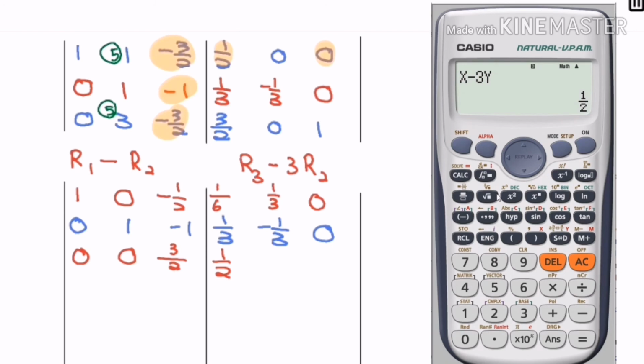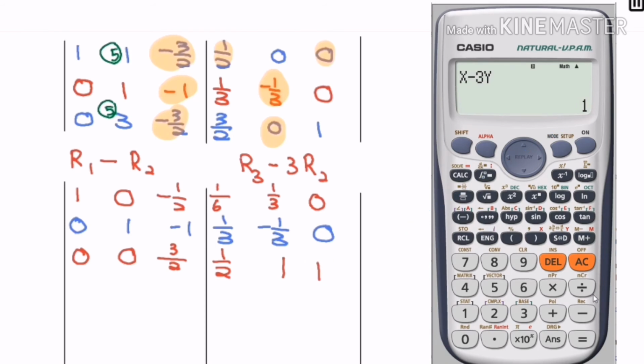Next, what is your R3? So in here, my R3 is equal to 0 and my R2 is equal to 1 over 3. So I'll substitute 0 and then negative 1 over 3. So the value will be equal to 1. So finally, the last one, what is your R3? 1. What is your R2? 0. So my answer will be equal to 1.